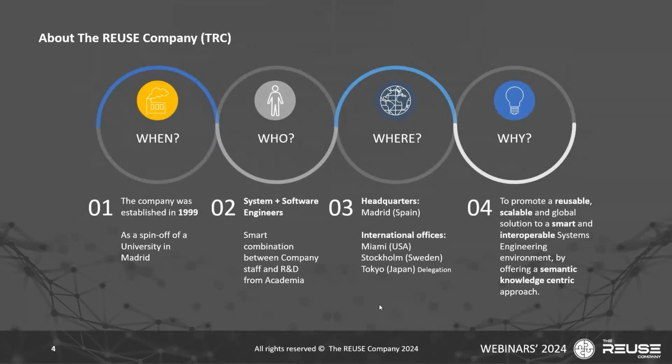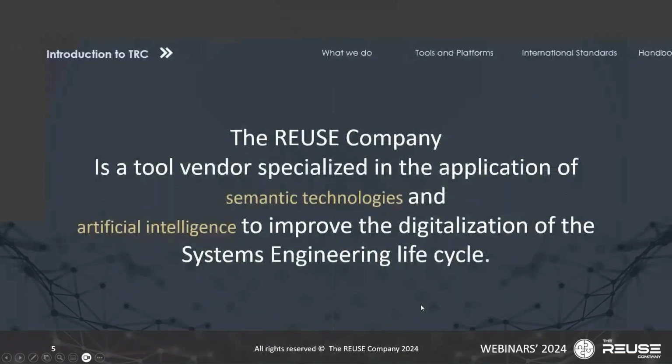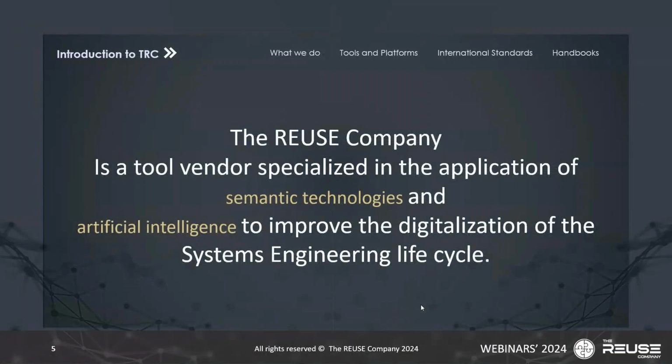So first, a few words about the Reuse Company. Here you can see a little bit of our history, but we will jump directly to the next slide. What do we do at the Reuse Company? Well, our company is a tool vendor specialized in the application of semantic technologies and artificial intelligence to improve the digitalization of the systems engineering life cycle.